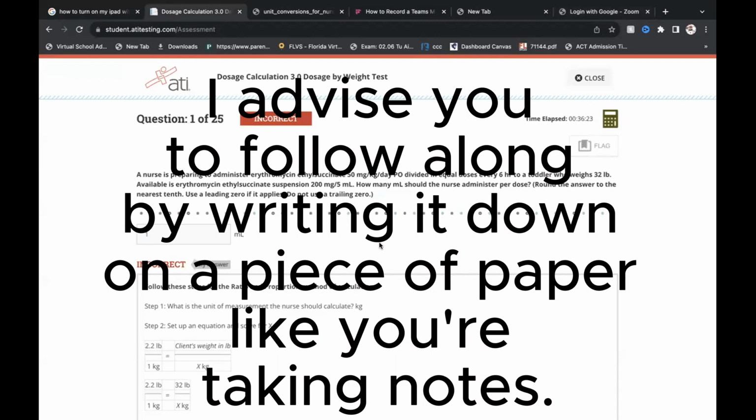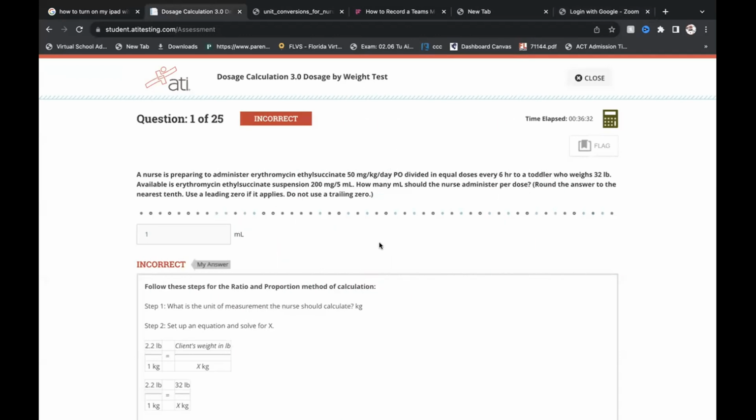I am going to be helping with dosage calculations. So, let's get started. I am using the dosage calculation 3.0 dosage by weight test.